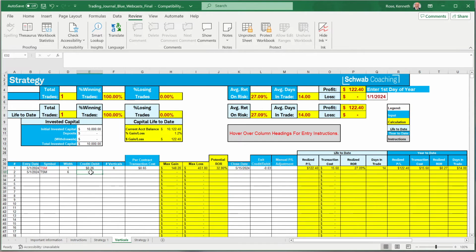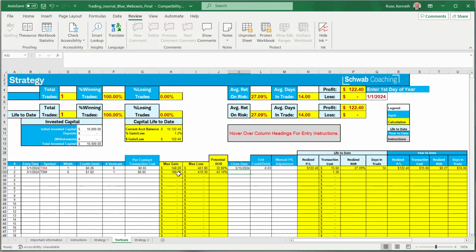Over here, this resulted in a debit. And if I remember right, that debit was $1.82. So let's go $1.82. The number of verticals on this one was 1 vertical. So we got 1 vertical right there. Transaction fees, we'll use the same transaction fees of 0.65. Okay. Now we have our calculation here.